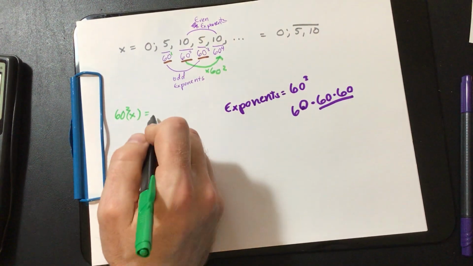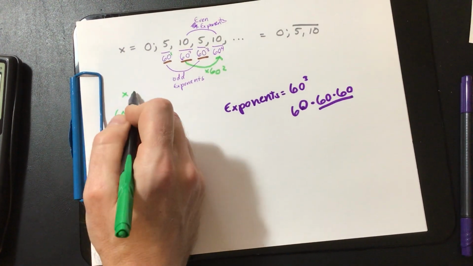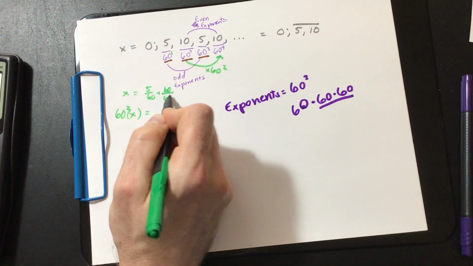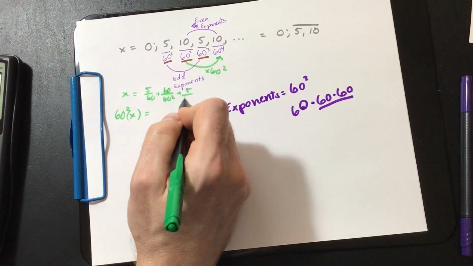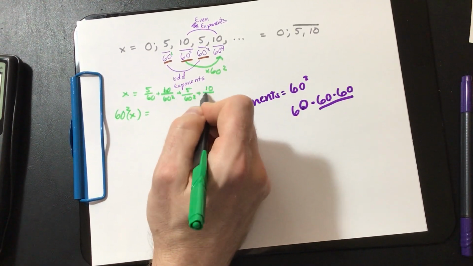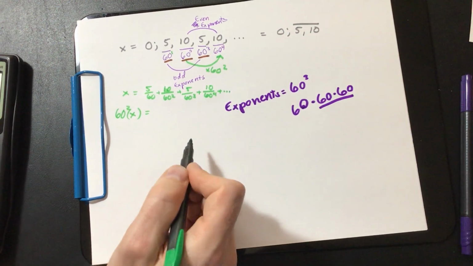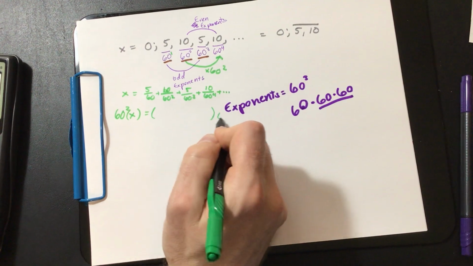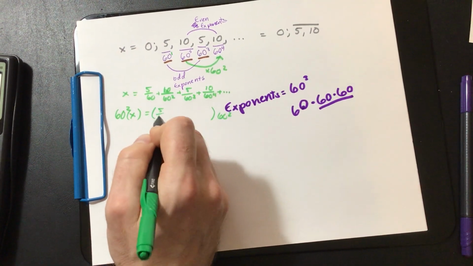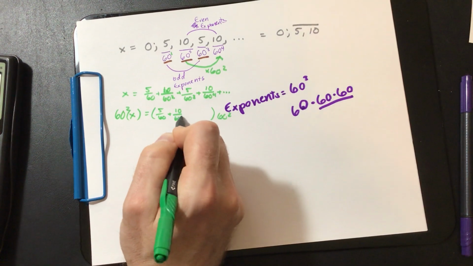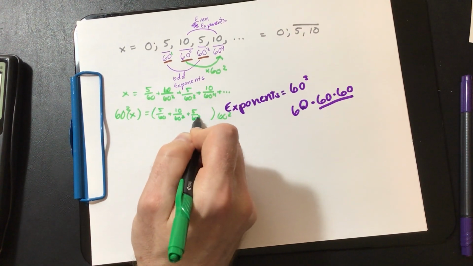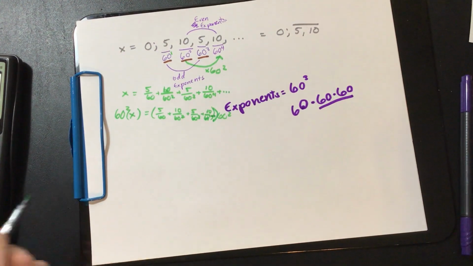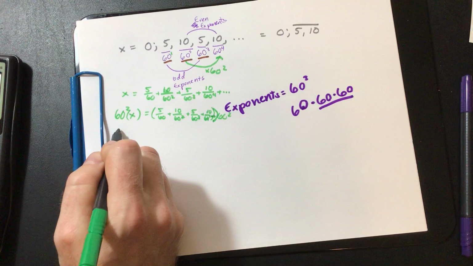So our number that we were looking at before was 5/60 plus 10 over 60 squared plus 5 over 60 to the third power plus 10 over 60 to the fourth power, and it keeps going. And if I multiply both sides of this by 60 to the second power, there's an infinite number of things inside that parentheses. That's a very large parentheses then.